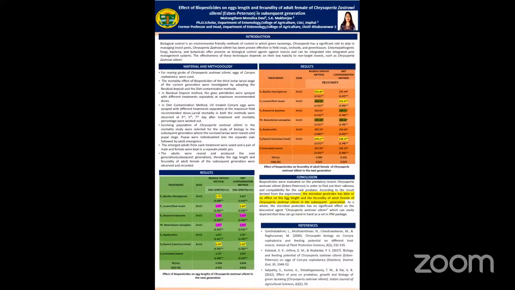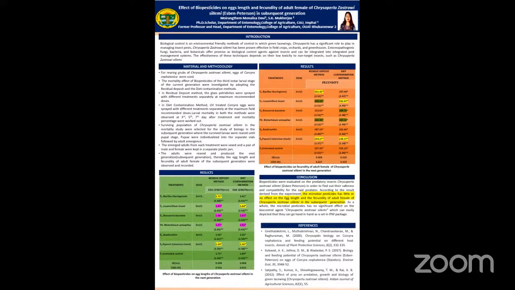The lowest can be seen in the fipronil treated larvae. In the dry contamination method, the maximum length was observed in Lecanicillium lecanii, that is 1.64, the same as in the untreated control, which is at par with this. And the minimum was shown in fipronil.